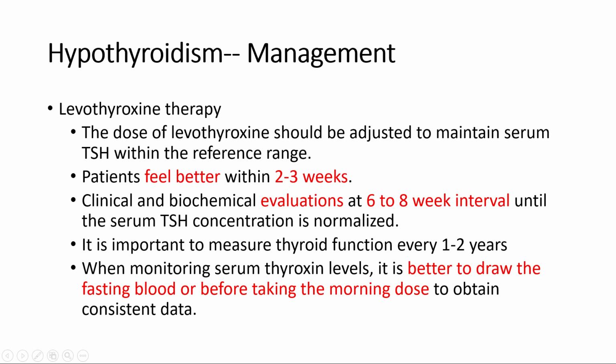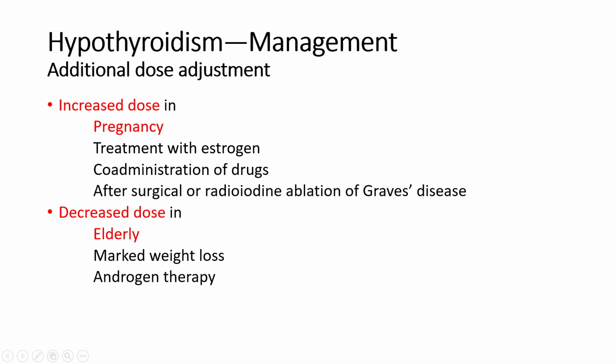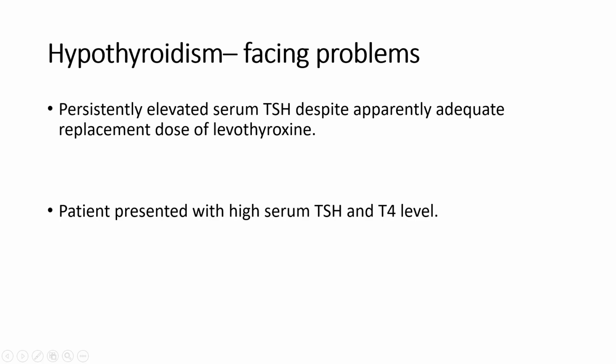When monitoring serum thyroxine level, it is better to draw fasting blood or before taking the morning dose to obtain consistent data. In some cases, there is a requirement for additional dose adjustment. Increased dose is necessary in pregnancy, patients who are being treated with estrogen, who are co-administered with other drugs, and after surgical or radioiodine ablation of Graves' disease. Decreased dose is necessary in elderly patients, patients with marked weight loss, and patients who are being treated with androgen therapy.